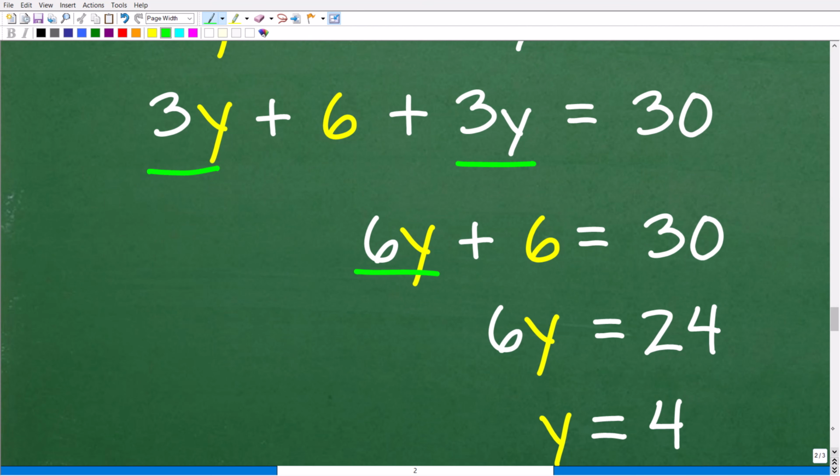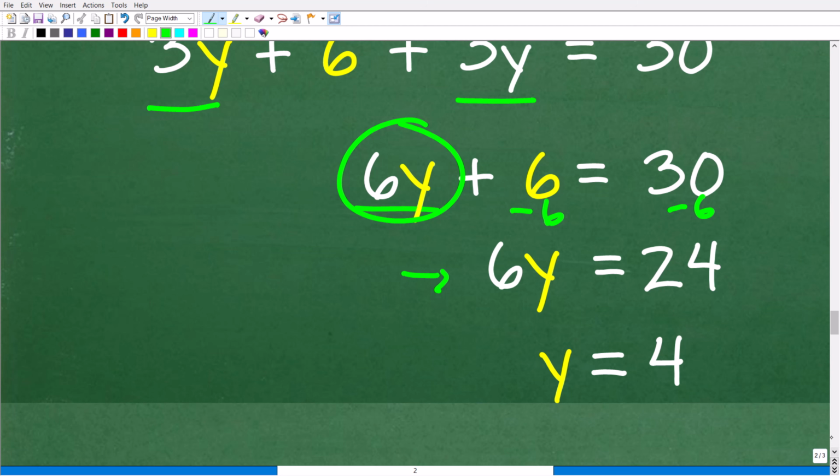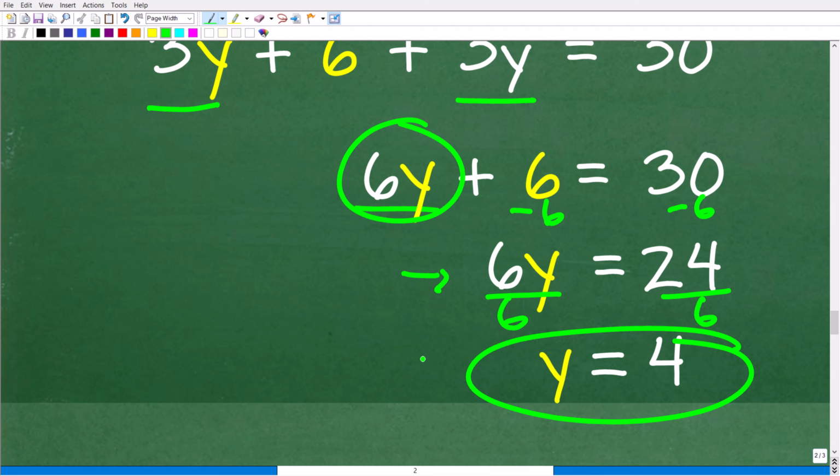Almost there. Now we want to get all of our variables on the left-hand side, which is 6y, and our numbers on the right, so we need to subtract 6 from both sides of the equation. So we have 6y is equal to 24, and to solve for y, all we have to do is divide both sides of the equation by 6, and we get y is equal to 4.